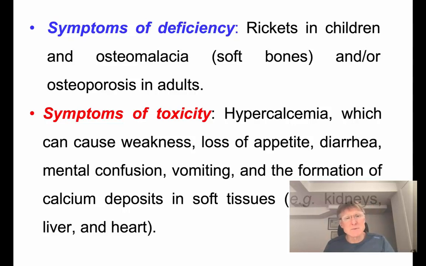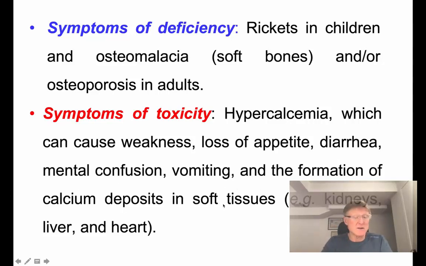Now the opposite, symptoms of toxicity of vitamin D. It's called hypercalcemia. You have an exacerbated incorporation of calcium in cells and tissues. It may not only be bone, it may also be in soft tissues. It can also cause weakness because it disrupts the normal structure of not only the bones but also soft tissues. You lose appetite. It can cause diarrhea, mental confusion, vomiting, and the formation of calcium deposits in soft tissues.